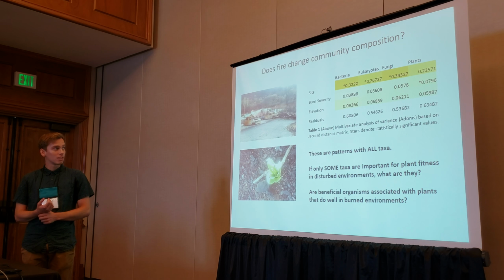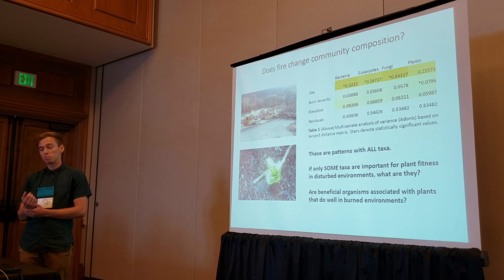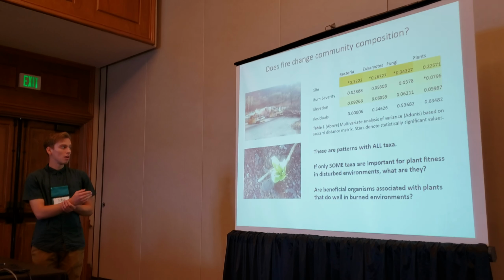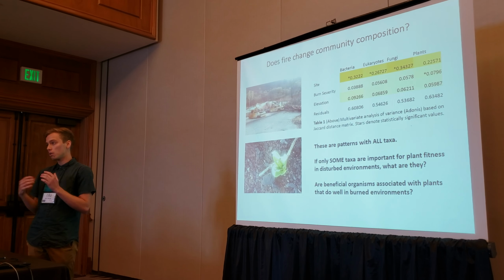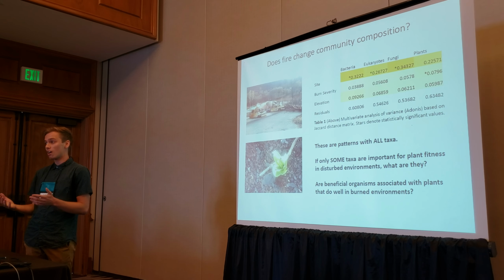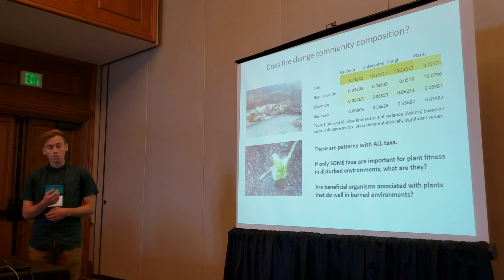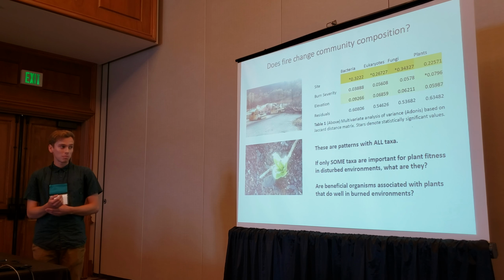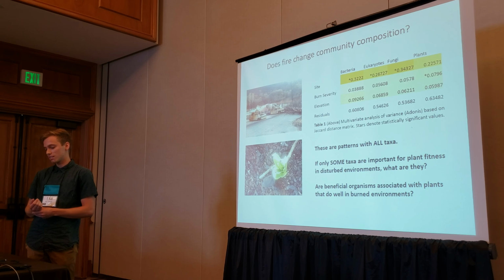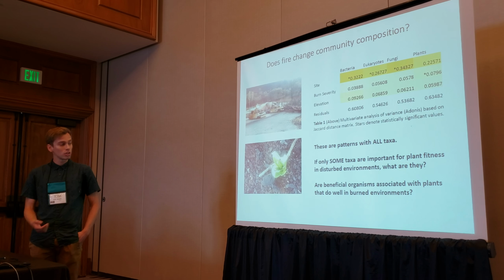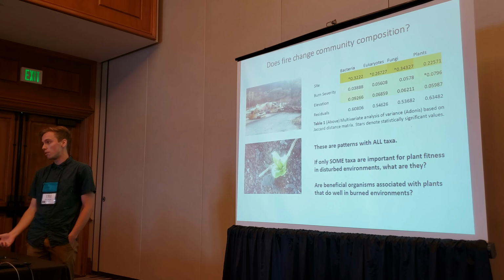But the plant community is a little different. The only significant driver of variation for the plant community was burn severity. And so these are some interesting patterns to see, but when we're looking at these patterns, we're looking at all of the taxa present in the data set, which is a lot. And so it's hard to find what are the really interesting interactions. And so it raises a few questions. If only some taxa are important for plant fitness in disturbed environments, what are they? And are beneficial organisms associated with plants that do well in these burned environments?